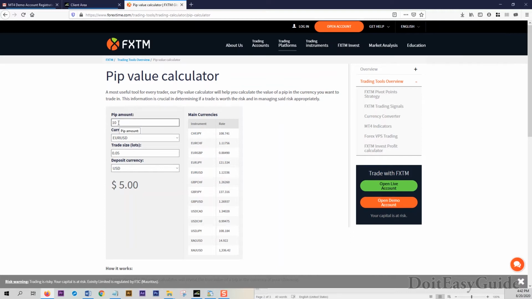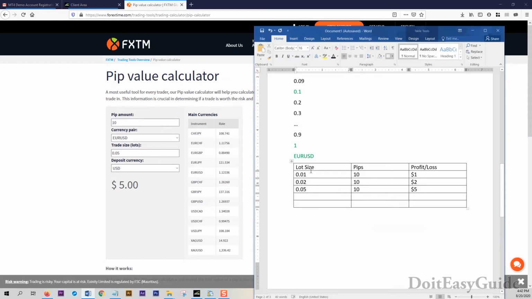Now what happens if I increase my pips to 50? Then your profit will be $25. Again, if you take a 50 pip loss, that means your account will have a $25 loss. Okay, let me take it back to 10 pips. Alright, so now you get the idea, right? When you increase lot size, your exposure will be higher, as well as your profit target, as well as your loss tolerance.